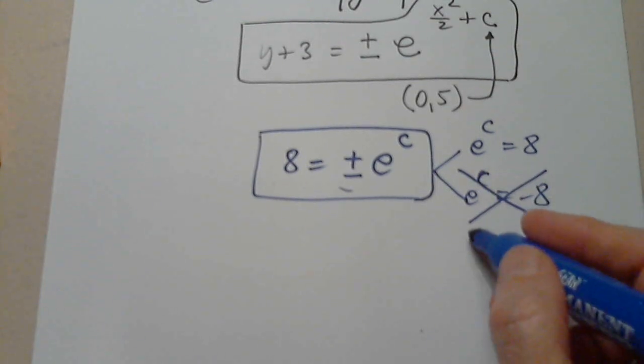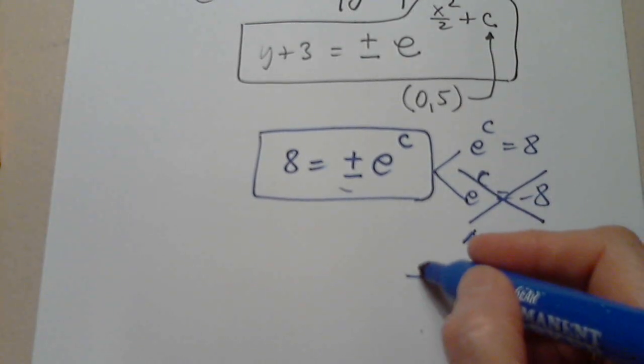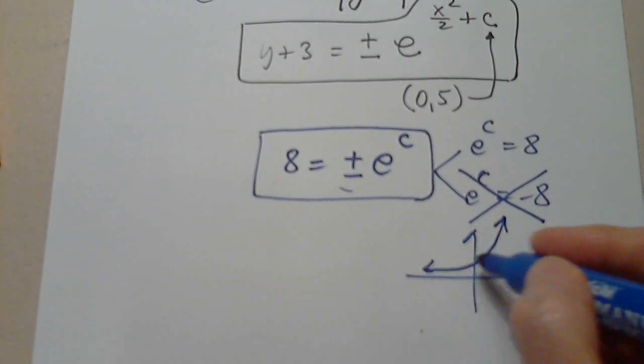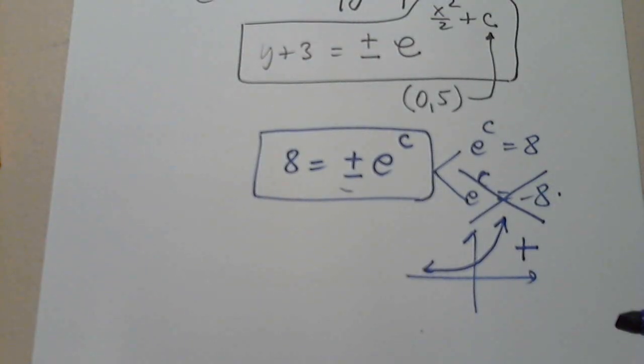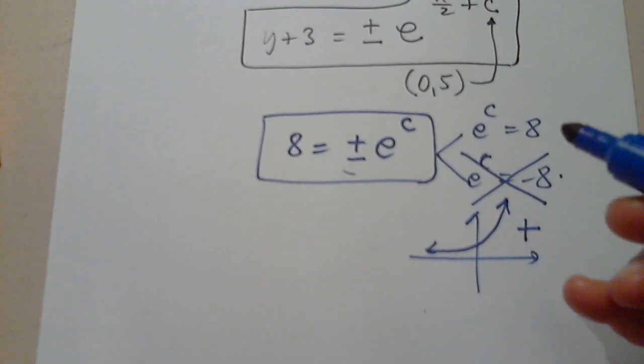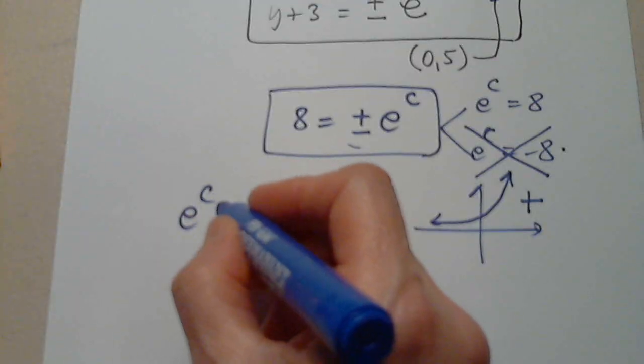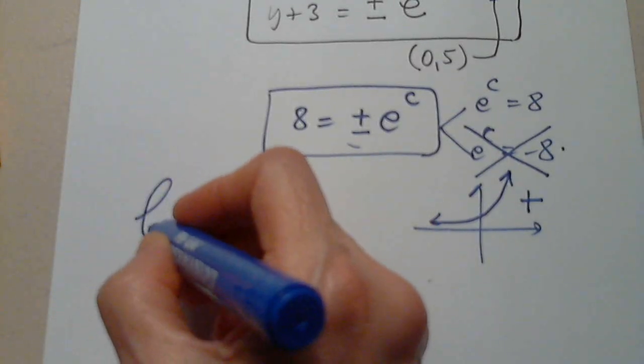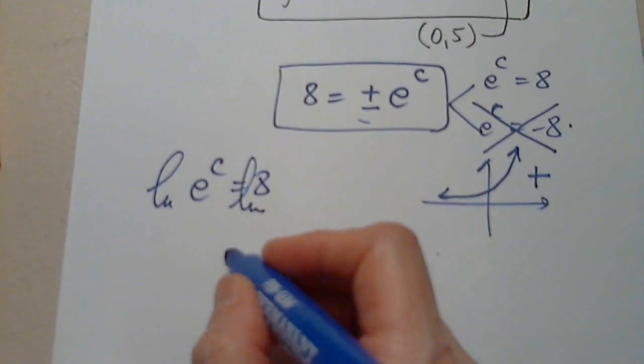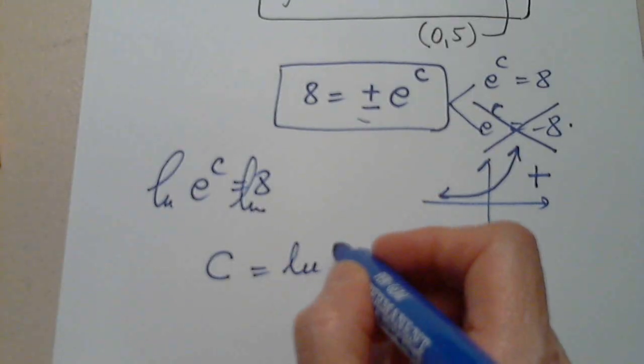Because the exponential function, if you remember, looks like this. It's always positive. It cannot be negative. So e to c equals 8. We apply the natural log to both sides to get c equals natural log 8.